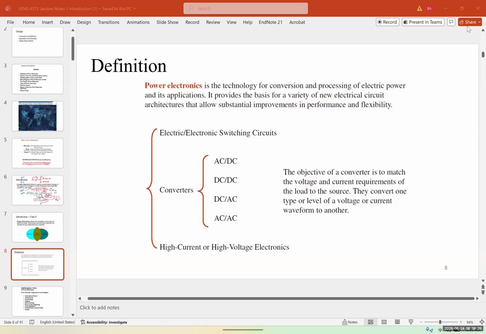I don't know if you've studied AC to AC converters. Can you give me an example of an AC to AC converter that you already learned? Perfect. Transformer is a perfect example. But a transformer is not technically a power electronic device. Okay, so a transformer converts AC to AC. Yes. But transformers can only change the voltage and the current.